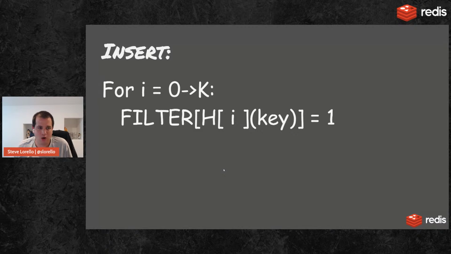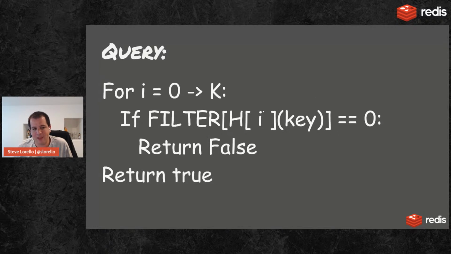So an insertion for a Bloom filter looks like this. You go through all of the k-hashes, and then you index into the filter for that hash to that key. So if you're storing a username in here, you hash the username's key with each hash, you index into the filter, and you set that to 1. A query looks sort of like the opposite for this. You just go through all of the hashes, you check to see if the filter at each hash is set to 0. If it's 0, you return false, and if they're all 1, you return true.